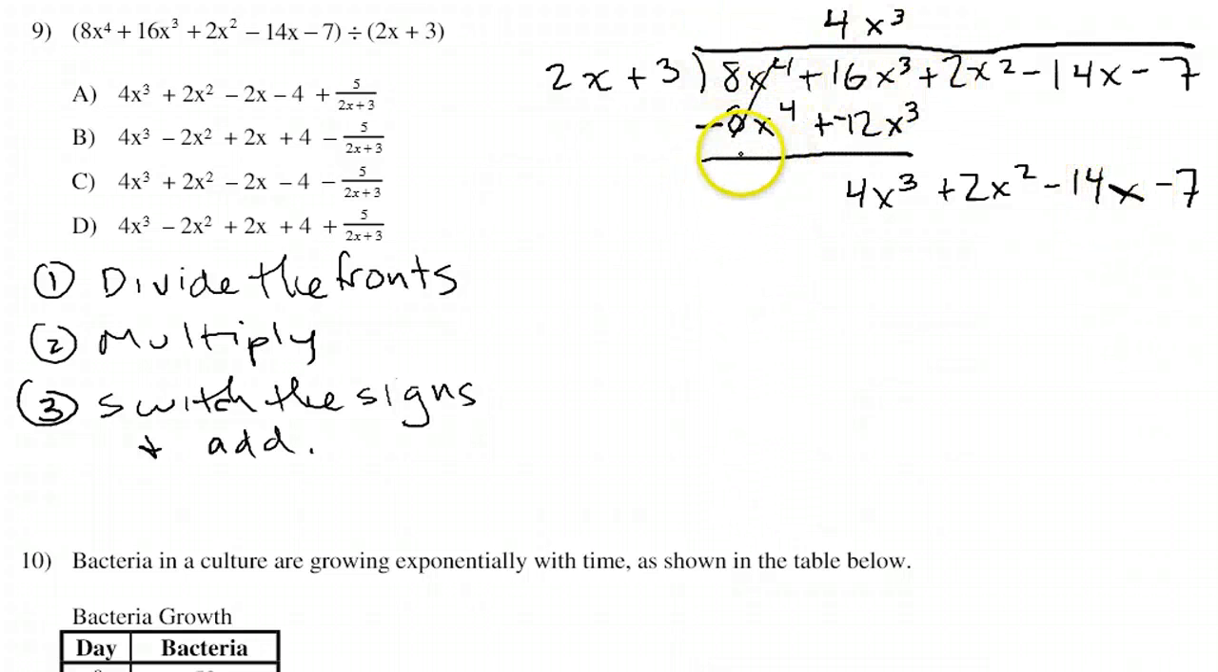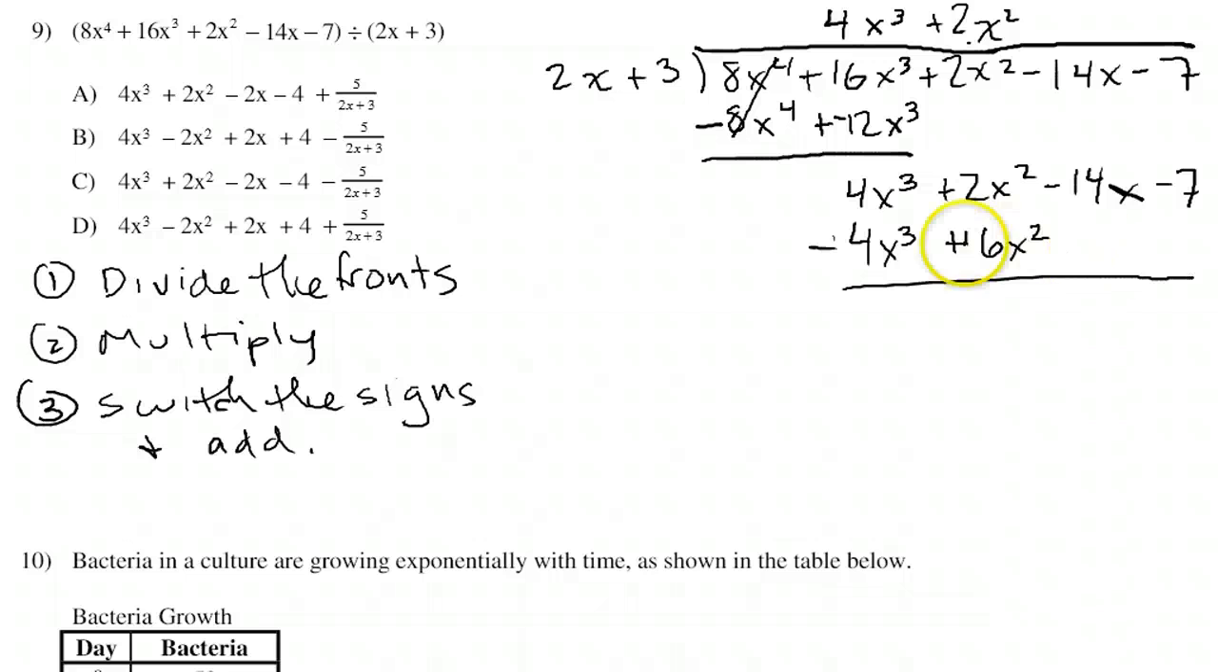So let's divide the fronts again. 4x to the 3rd divided by 2x is going to be 2x squared. Multiply, so 2x squared times 2x is 4x to the 3rd. 2x squared times 3 is plus 6x squared. And then we just switch the signs and add straight down again. So these cancel out. 2 minus 6 is negative 4x squared. Minus 14x and minus 7.